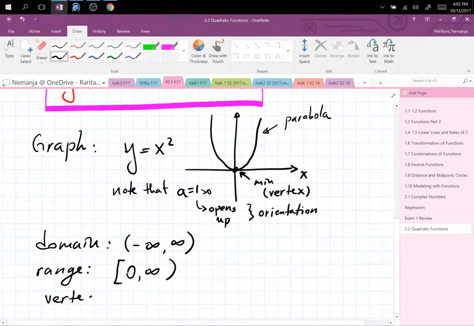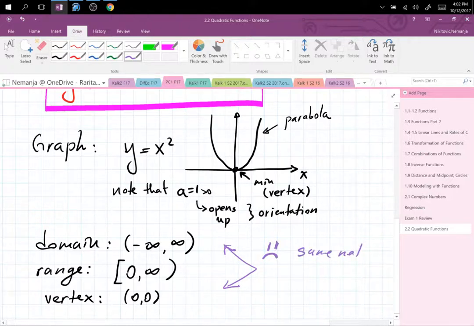Vertex. What are the coordinates of the vertex on this one? 0, 0. That's a point. This is a good time to point out a very sad thing. Same notation, two different concepts.